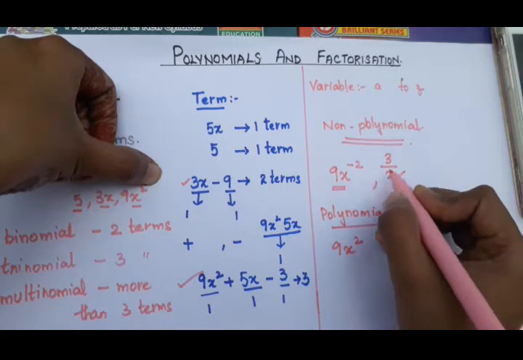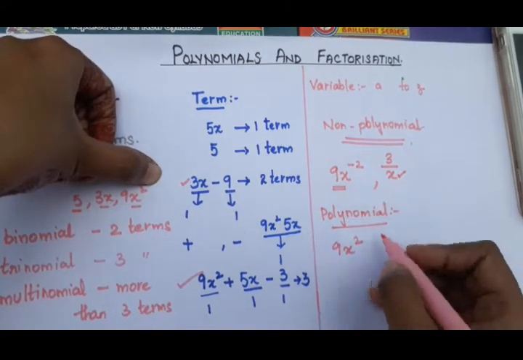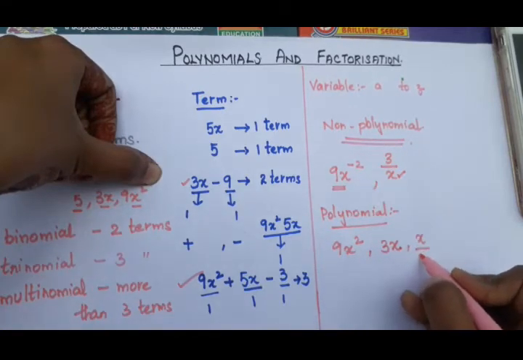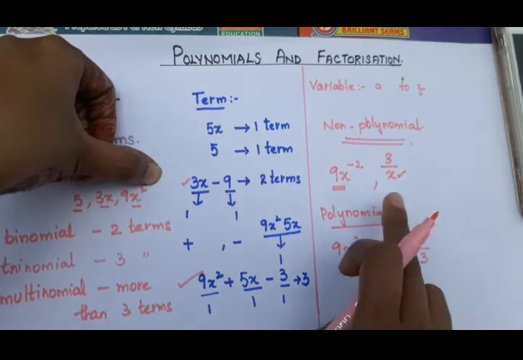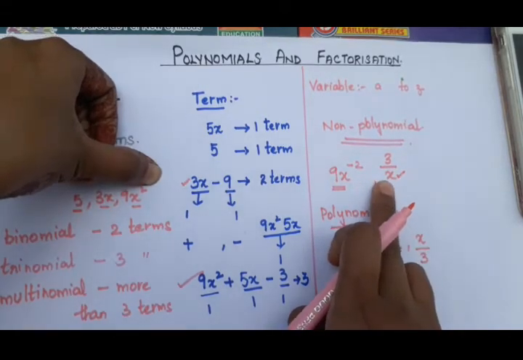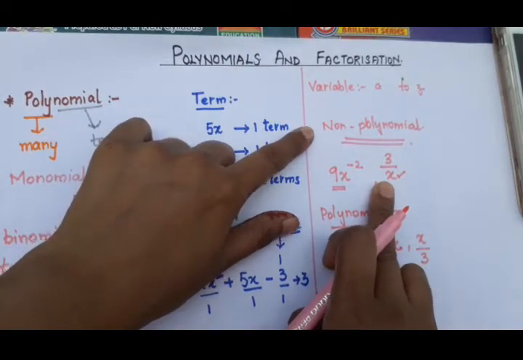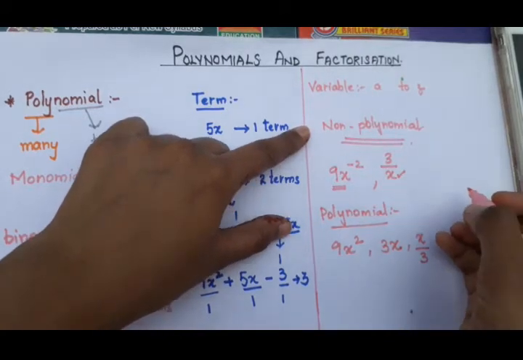X is a variable, it is in the denominator, so it should not be like this. Okay now children, the term should be 3x, or else x by 3 is also a polynomial, children. Okay, x is in the numerator, but x should not be in the denominator. If it is in the denominator, it is a non-polynomial. Okay now children, and see here, the power should not be a fraction.